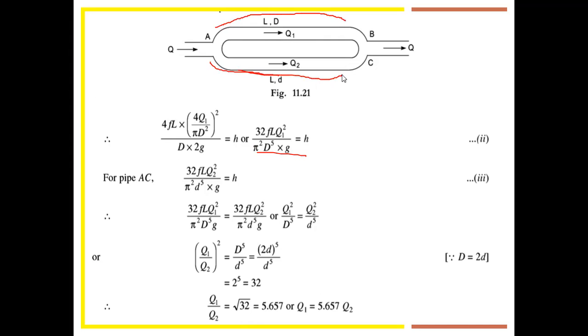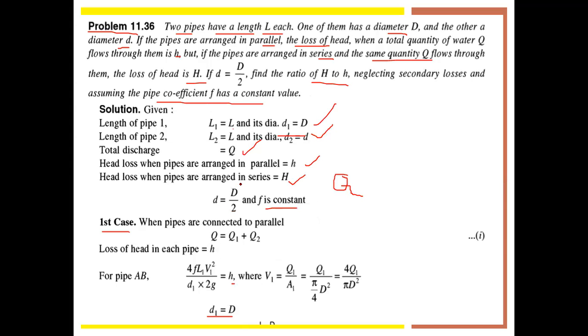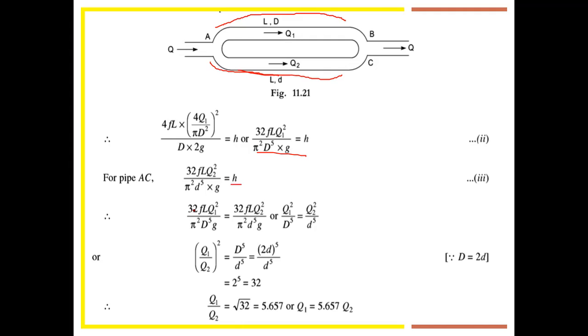Therefore, upon directly substituting, here 32 by 4 into F Q2 square by pi square D to the power of 5 into D is equal to H. Then D2 is equal to small d. Therefore 32 F into L Q1 square. So why Q1 square here? Q1 is equal to Q2. Okay? Therefore 32 F into L Q1 square divided by pi by 4 d to the power of 5 into G. So this value is taken here.